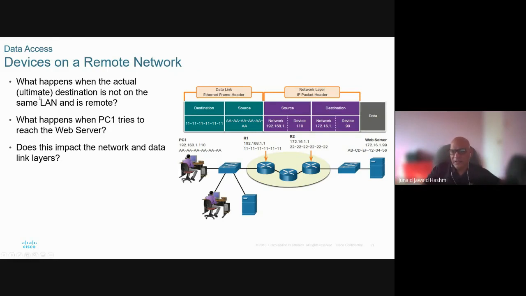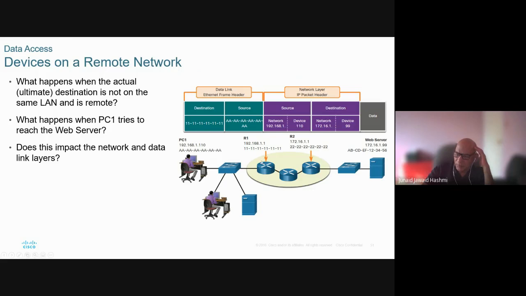So if the device is on a remote network, I already explained, it goes to the router, you see. So PC1 is communicating with the web server, which is on a remote network. It's not in the same network. So the packet goes to the router, and then it goes to another router, and finally it arrives at its destination. So it goes from network to network.